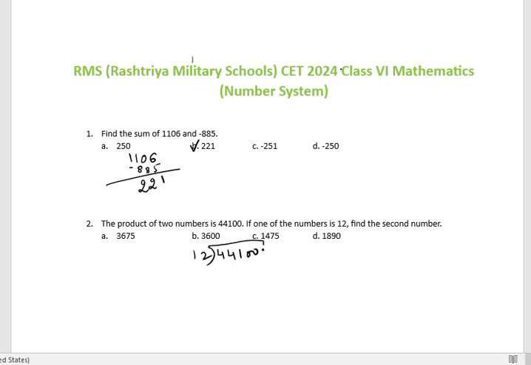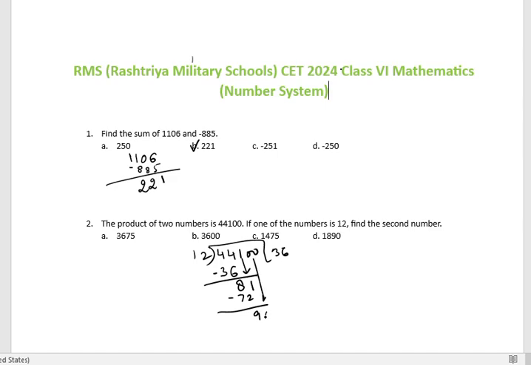We know that 12 ones are 12, 12 twos are 24, 12 threes are 36. Subtract 36 from 44. So 4 minus 6 is not possible, a carry will be taken. 14 minus 6 will be 8. Drag down the 1, so it is 81. The next number will be what? 12 fives are 60 and 12 sixes are 72. Subtract 72 from 81. So 11 minus 2 will be 9.